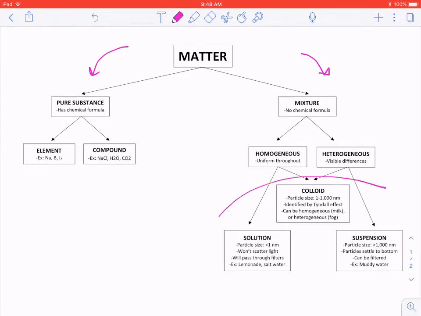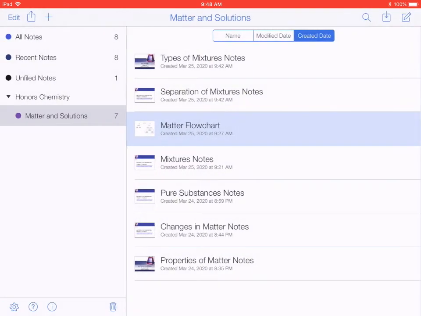We're going to be living down in this lower third down here on the right-hand side. We'll be distinguishing between solutions, colloids, and suspensions today. So let's give that a look.